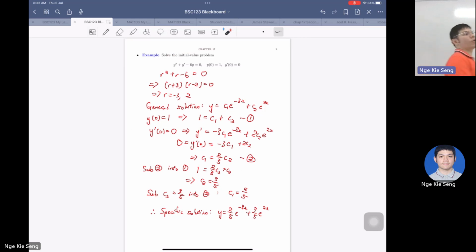So for homogeneous, you just need the characteristic equation, and then the three cases. Find the root, and then substitute your initial value, get your C1, C2. If it is non-homogeneous, you need to solve the homogeneous part first, and then guess the solution, and then find the coefficient.